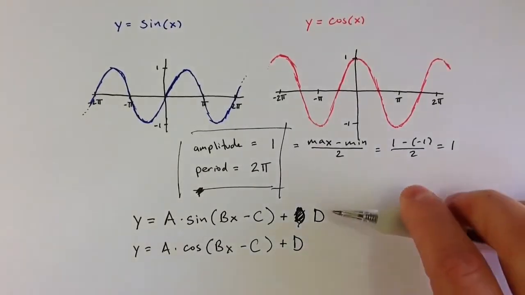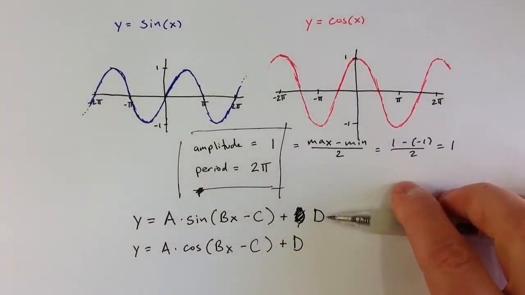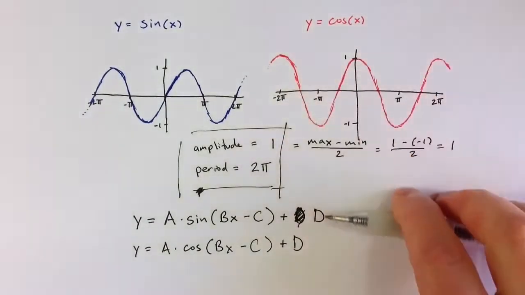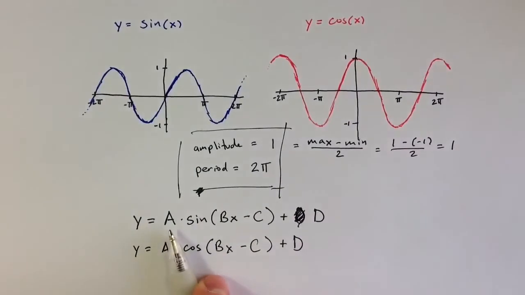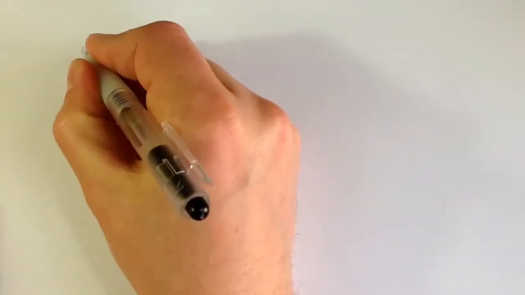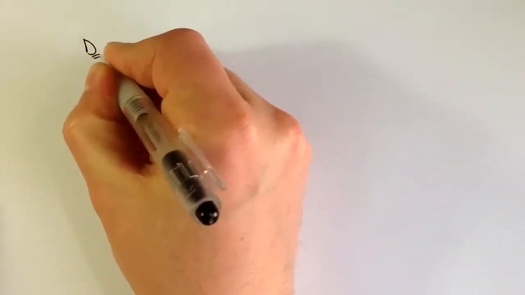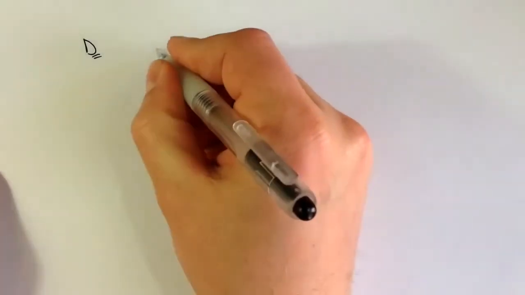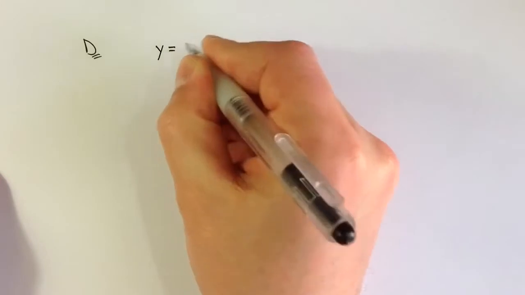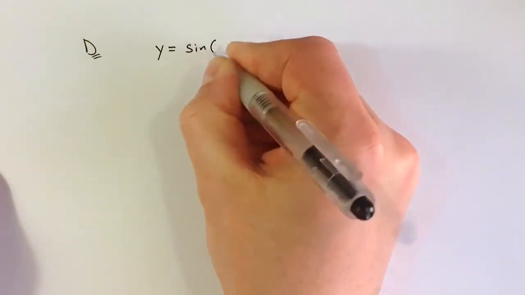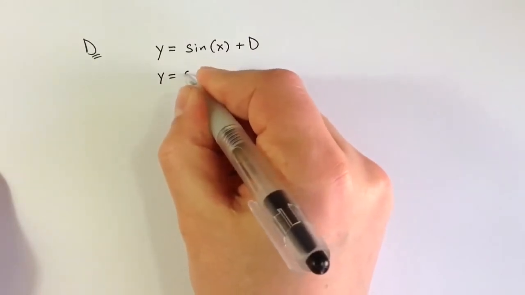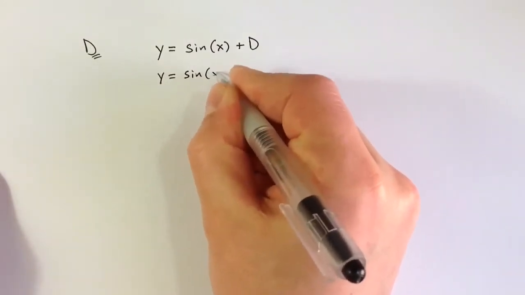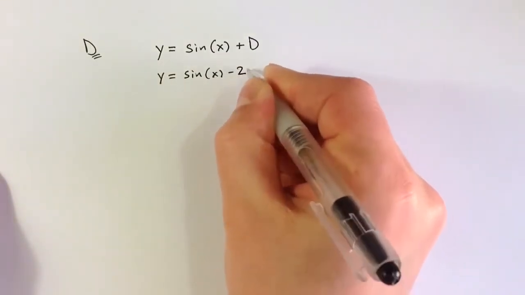Let's take a look at the sine function and see how it changes for those different types of transformations related to the numbers a, b, c, and d. First, let's consider what happens if we introduce d in our formula. So I have something like y equals sine of x plus d. If d equals, say, -2, I get sine of x minus 2.